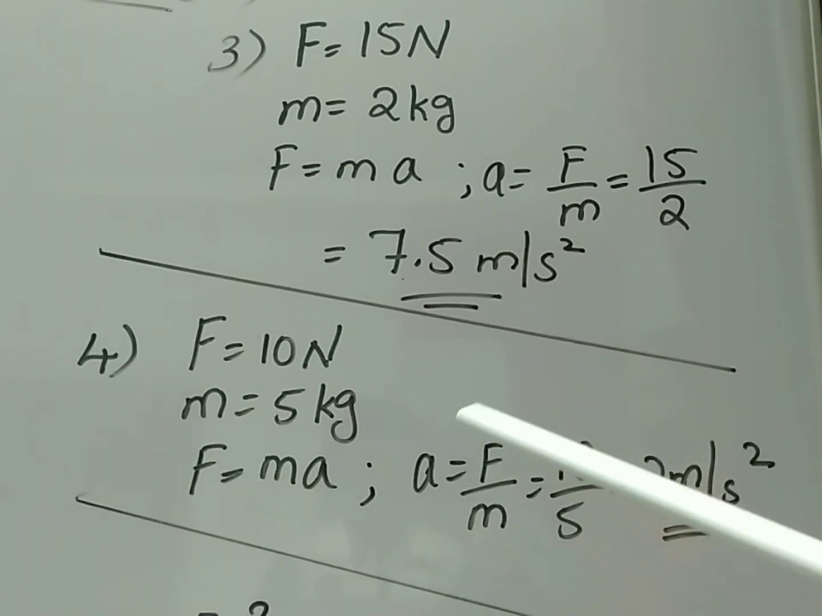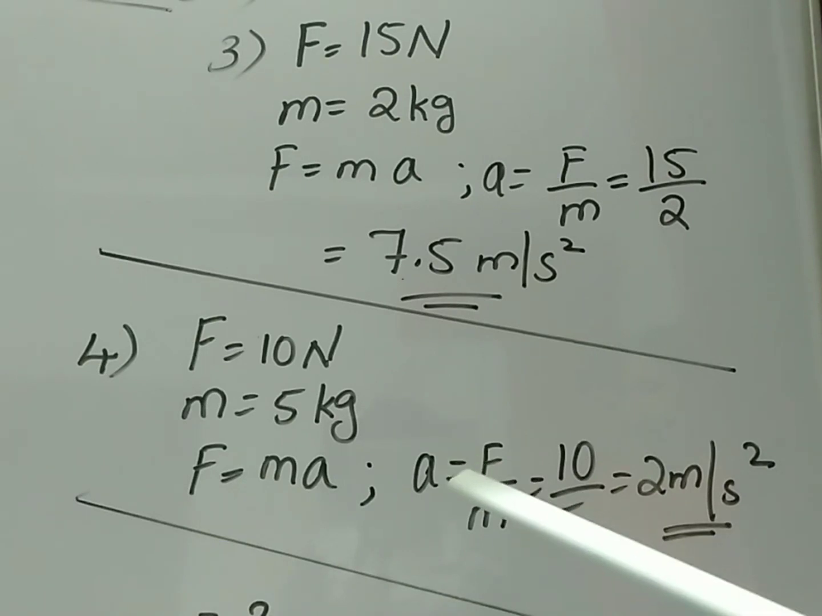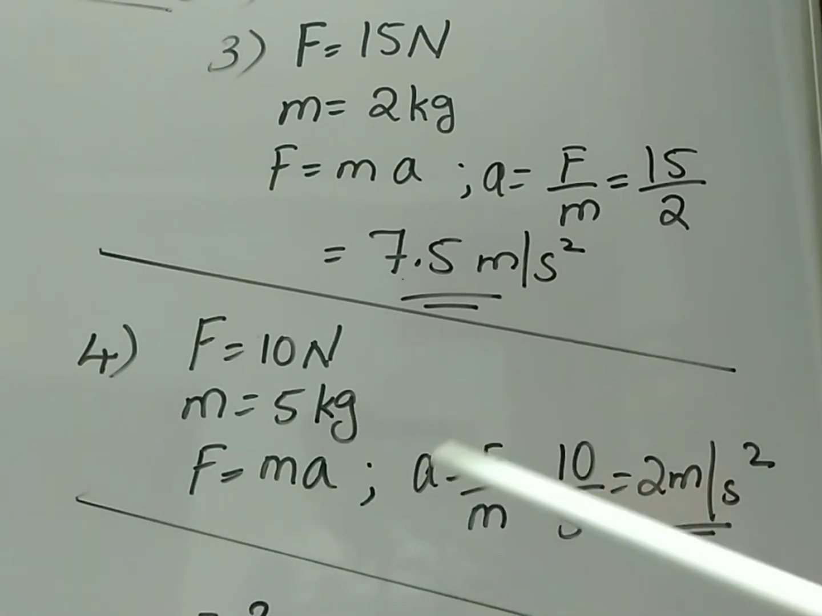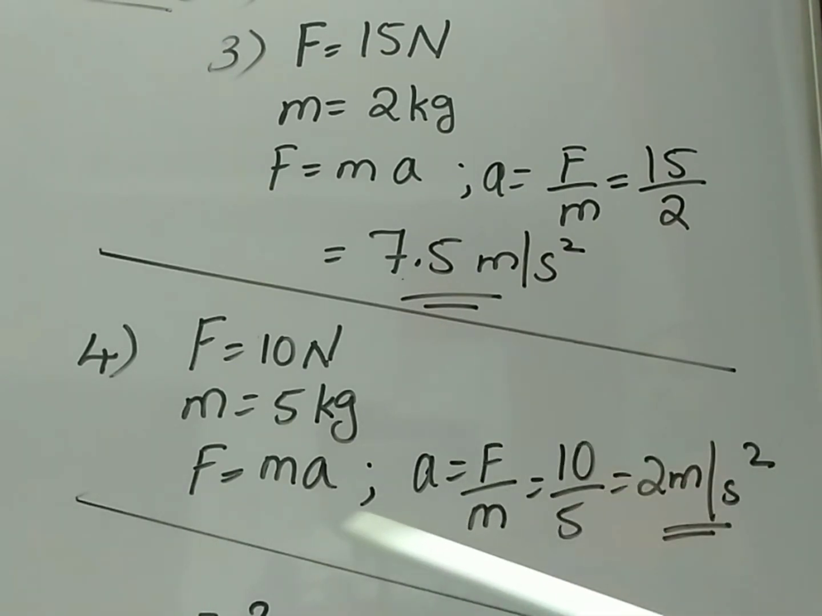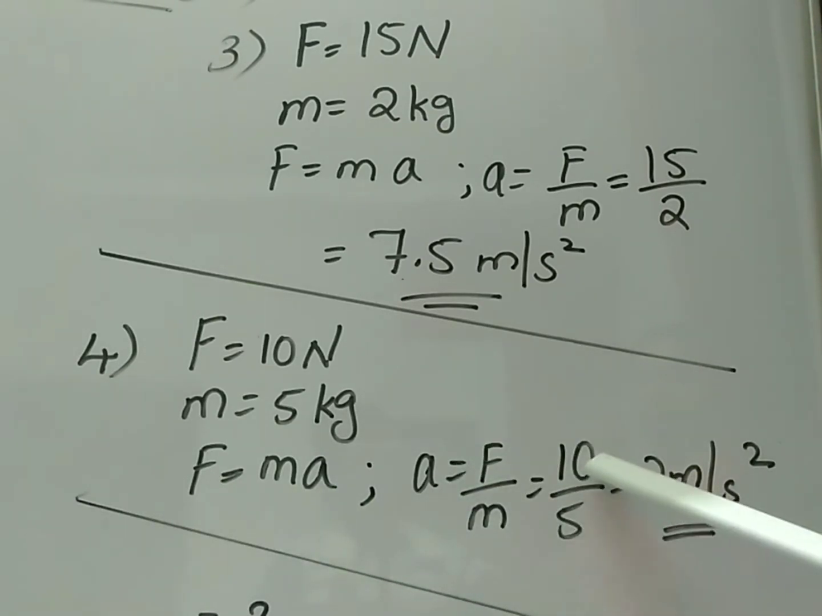Question number 4. A force of 10 Newton, directly force is given 10 Newton, acts on a body of mass 5 kg. Find the acceleration. Same method. Acceleration, F is equal to ma. Basic formula. Always write the basic formula F is equal to ma. Now from here A is equal to F by M. That is 10 by 5. You will get 2 meter per second square.